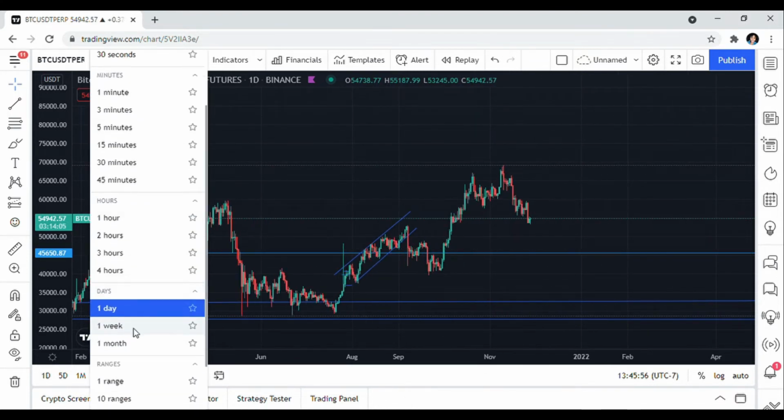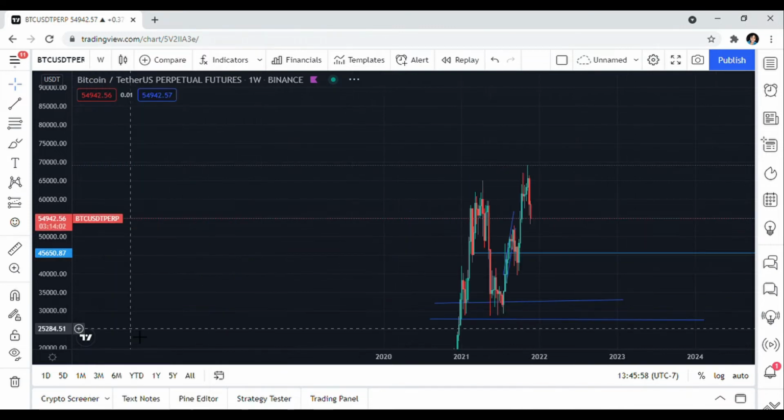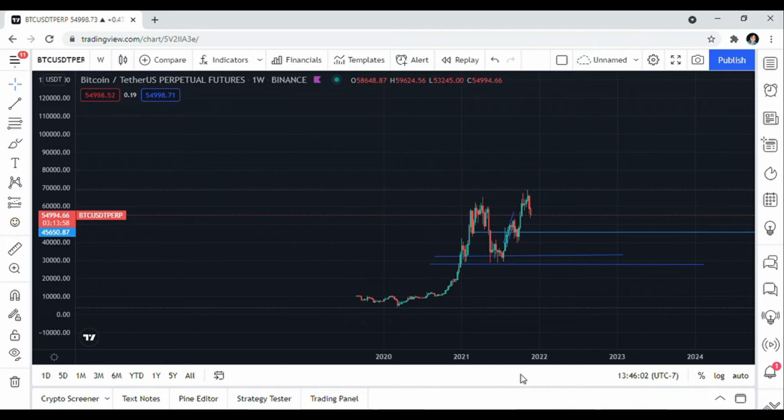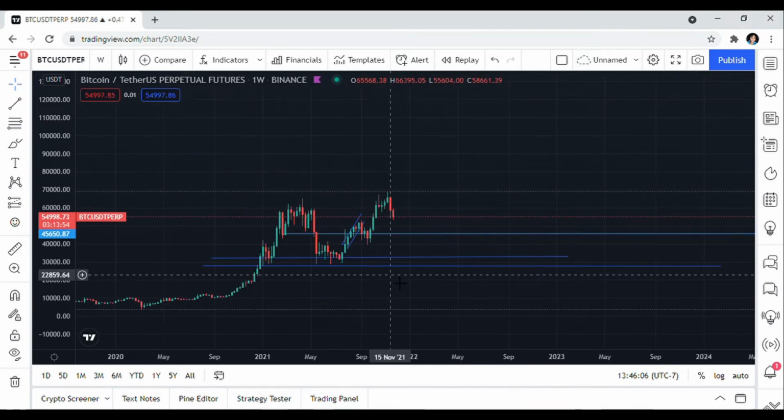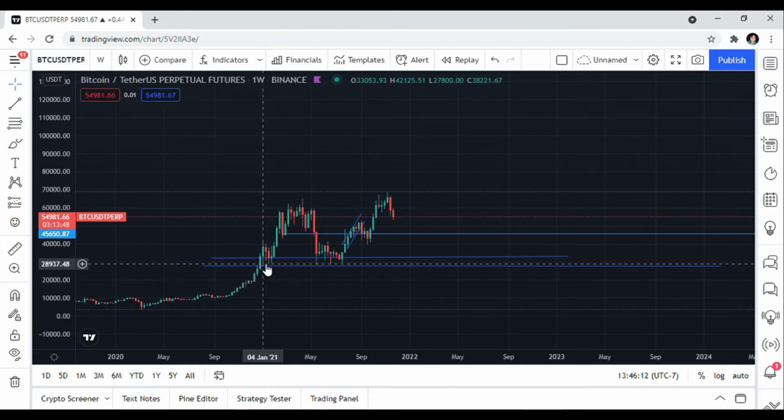Okay, let's do a couple examples. So I'll go on the weekly time frame, okay? And I want to show you guys how to draw support and resistance line first. If you want to draw support and resistance line, before you can draw your line, you want to see multiple candles. Let's start out with the support.